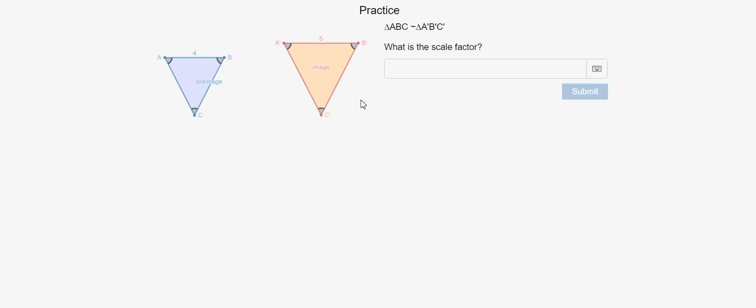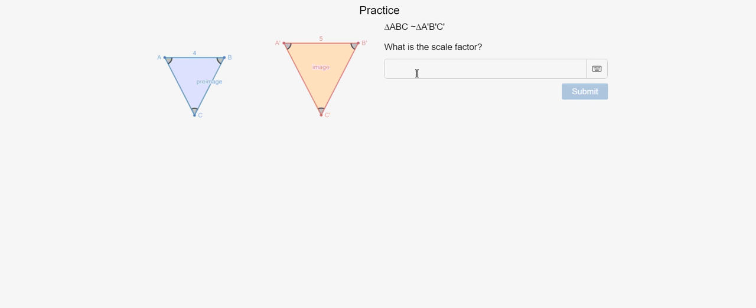So what's the scale factor? We're comparing the image to the pre-image. So let's look at the givens. If they're equilateral, all the sides are congruent. So every side in your triangle A prime, B prime, C prime is worth 5, and your triangle ABC is worth 4. So if we were going side to side for the corresponding ratios, we'd have 3 sets of 5 to 4.